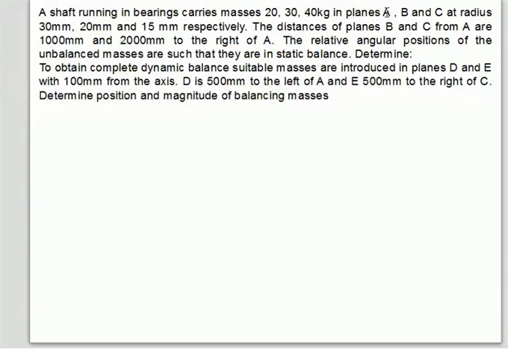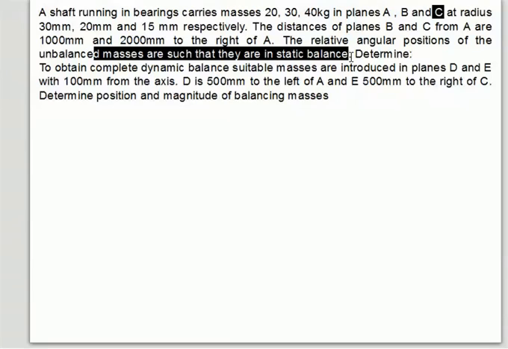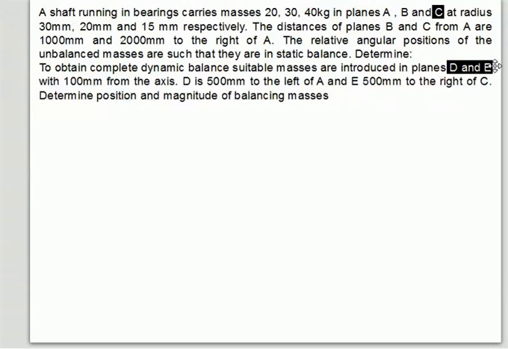So in this question there are three disturbing masses. A, B, C are the disturbing masses, and these three disturbing masses are kept in such a way that it is in static balance. So when the masses are not rotating, the entire system is in balanced condition, but when it starts rotating, it will cause unbalance. So in order to bring the system back to balanced condition, we'll introduce two more masses, mass D and mass E. Now we have to find out what is the magnitude and what is the position of balancing masses, mass D and mass E.